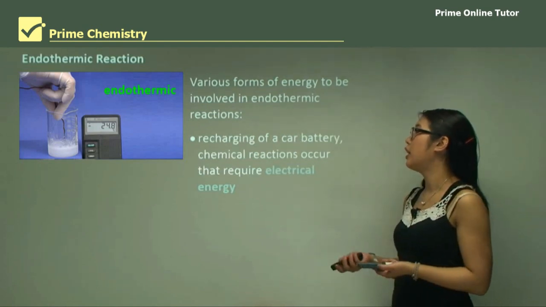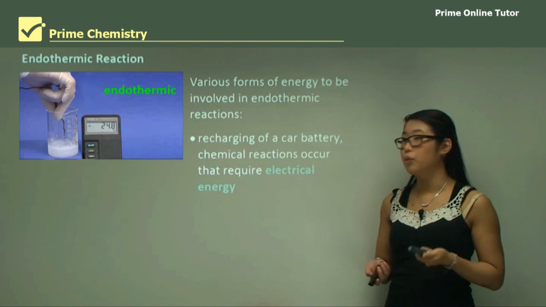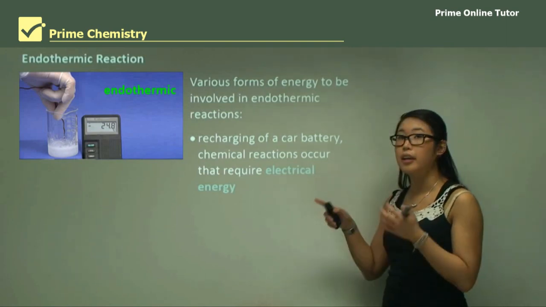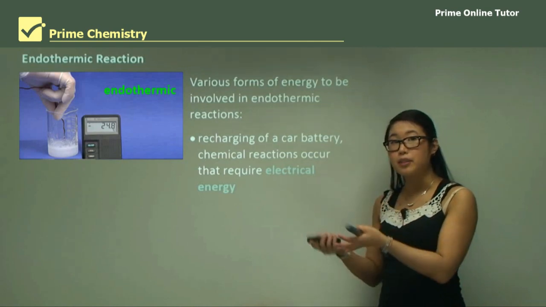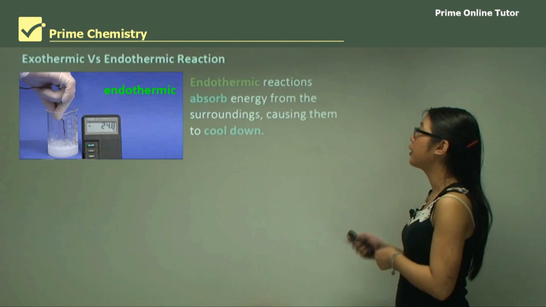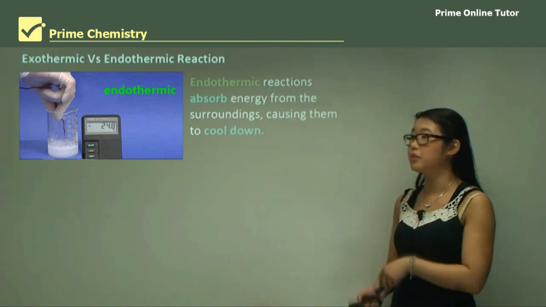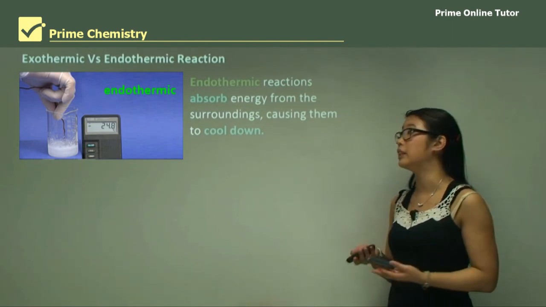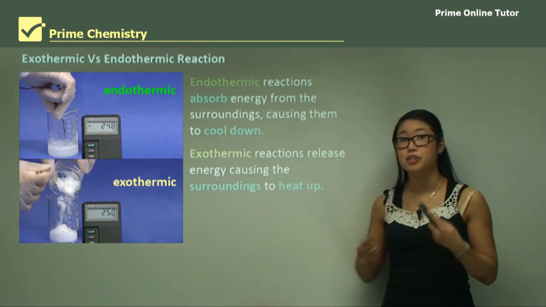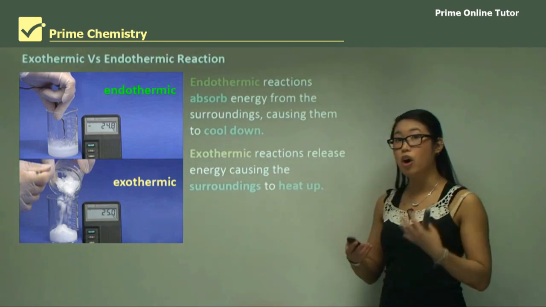It's using the light from outside for the chemical reaction. Recharging a car battery, chemical reactions are also pulling in energy, so they're endothermic, because they're using electrical energy from the outside and putting it into the system. So endothermic reactions absorb energy from the surroundings, causing it to feel like it's cooling down. However, exothermic reactions release energy to the surroundings, and therefore it feels like it's hot.